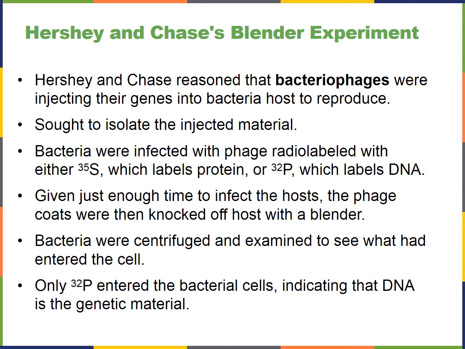selected radioactive elements that would specifically distinguish the protein from the DNA in the infected cells. So they labeled one batch of phage with radioactive sulfur, which is denoted by the superscript 35S, to label the protein coat. Another batch of phage were labeled with radioactive phosphorus, which is denoted by superscript 32, capital P. Because phosphorus is found in DNA, but not in protein, the DNA and not the protein would be tagged in the radioactive phosphorus. Likewise, sulfur is absent from DNA, but present in several amino acids such as methionine and cysteine.